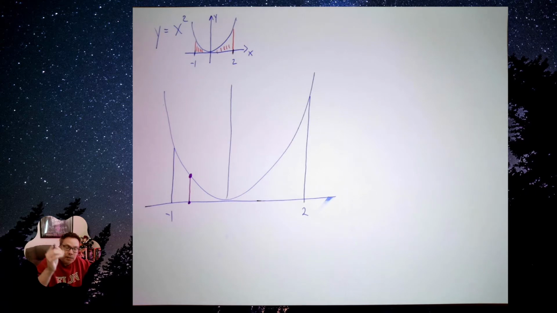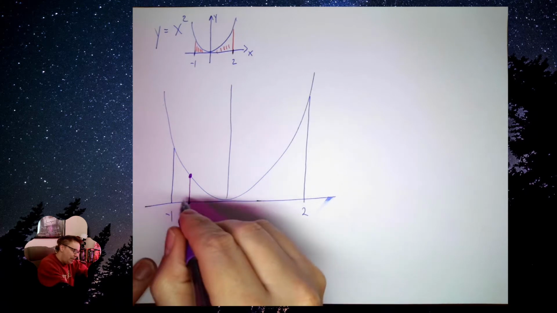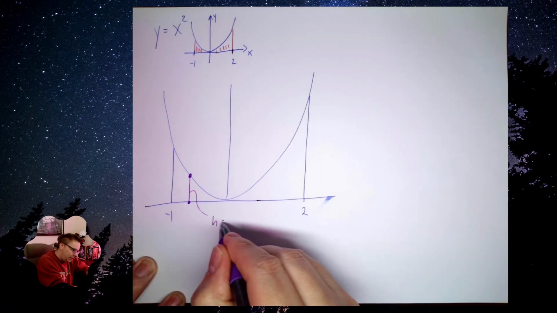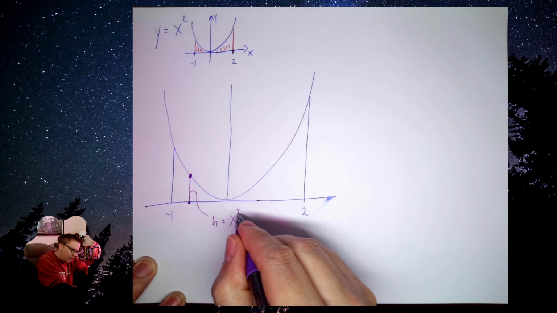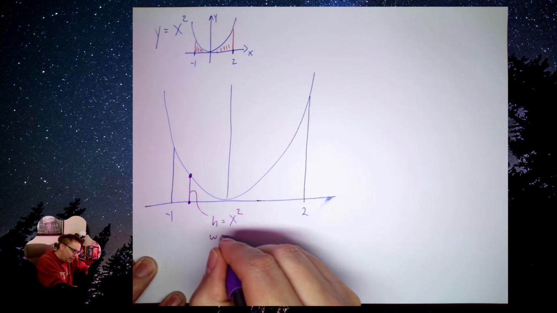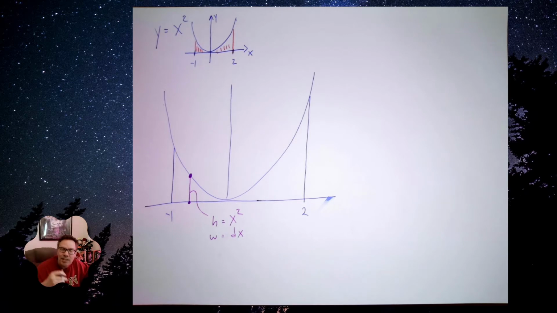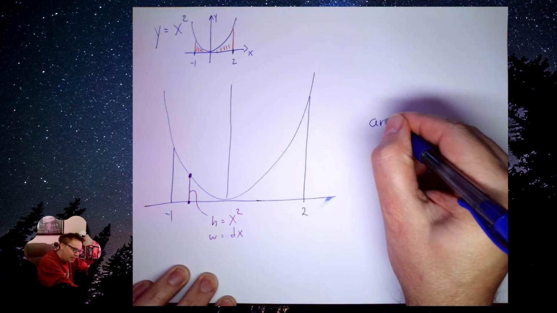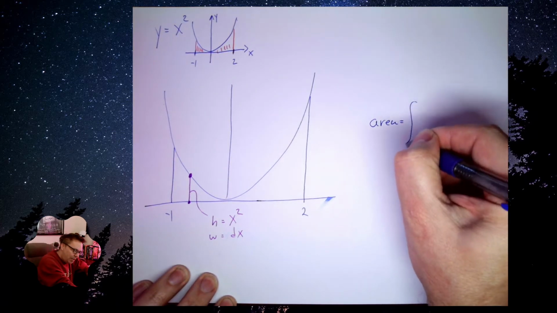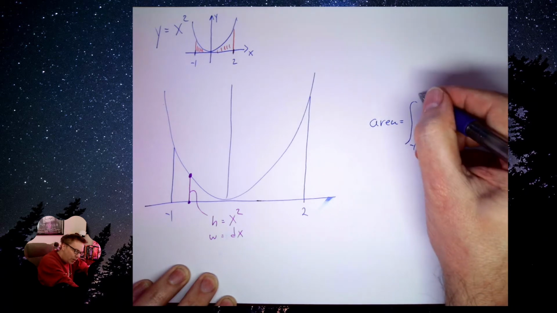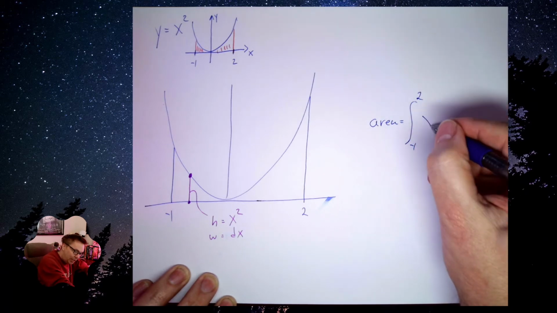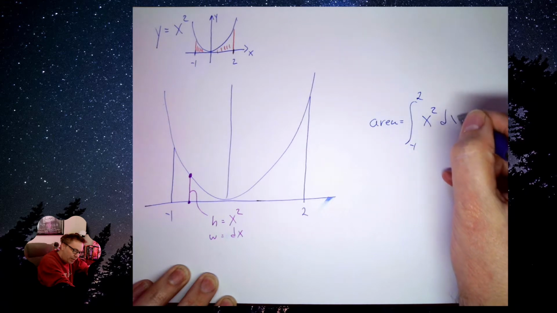I'm going to have a top and a bottom to this. So the height of this rectangle is just going to be given by x squared. But the width of it, that's what I'm going to call dx. That's our integration stuff, dx. So the area of this thing is going to be the integral from -1 to 2 of the height times the width.